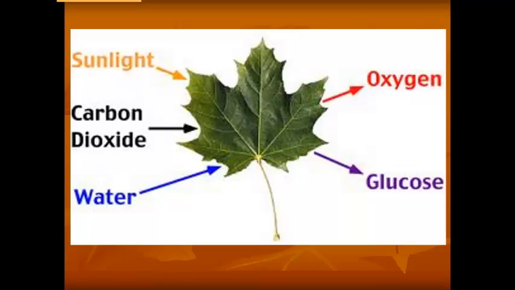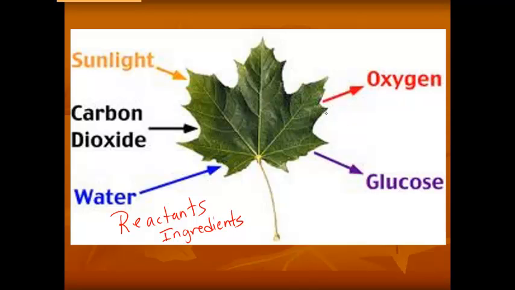Now for you visual people, this might be helpful if you think about what goes in. These are called your reactants. They are your ingredients. These are the things that you have to have in order for photosynthesis to work. Sunlight, carbon dioxide, and water.